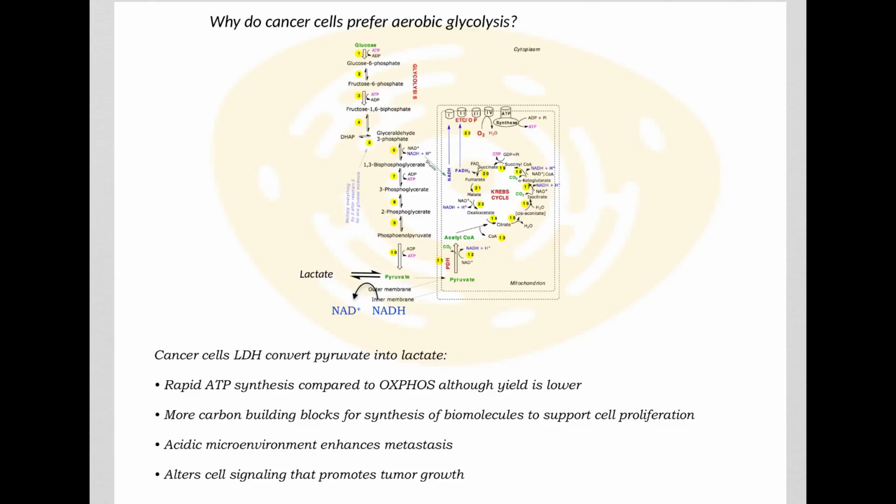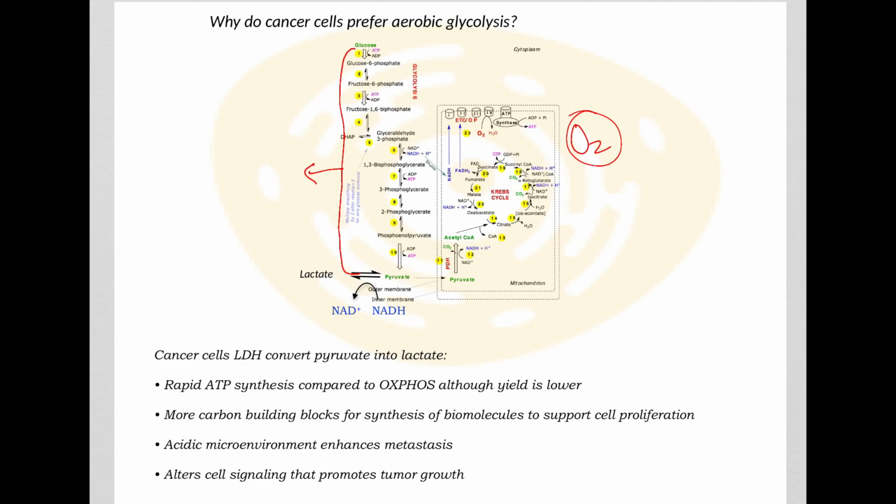So this makes sense when we look at the Warburg effect: the fact that cancer cells prefer to get their energy from glycolysis. That means cancer cells prefer glycolysis. Although they might have a lot of oxygen, they still prefer to get their ATPs from glycolysis.